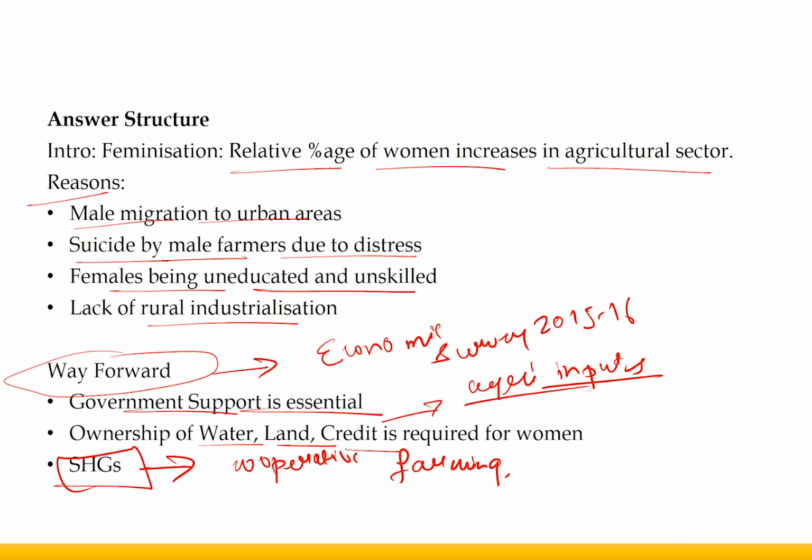I hope it is very clear to you. Okay. This list is not exhaustive over here. The reasons I mentioned, you can mention more reasons as well. You can even mention the number of suicides committed in a particular year. You can also mention the literacy rate of women in rural areas. Then you can also mention the number of male migrations to urban areas. Okay, there are a number of options you can use. That will only give you extra marks.